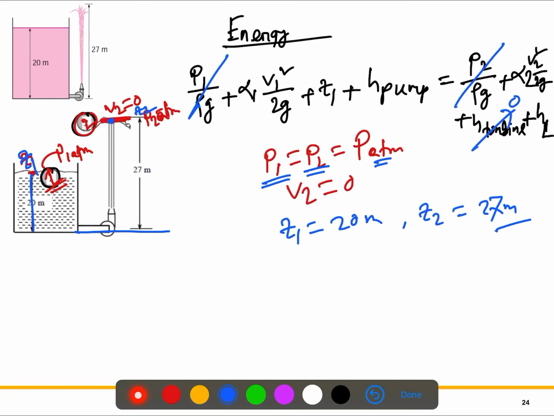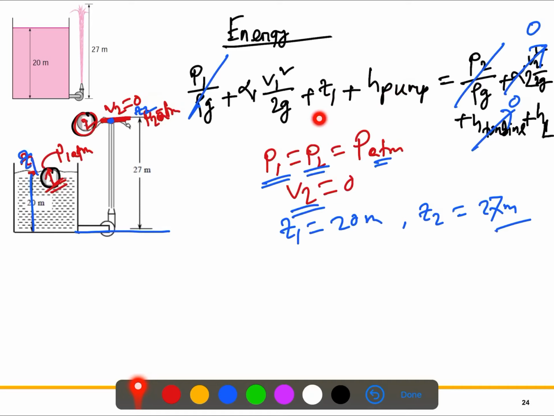here, because we do not have this mechanical device for this problem. We have the pump, so we'll get the pump head. Now we said the velocity v2 at this point is 0, so this term is 0. If v2 equals 0, then the whole term will be 0, right? So now we have the pump head.